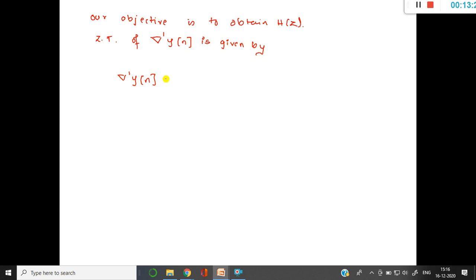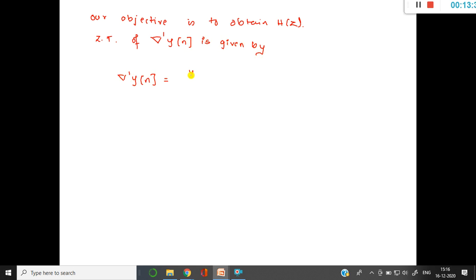So our main objective is to obtain h of z. From the above equation, note this, the z transform of the inverse delta of y of n is given by, so I need to write the y of n. So what is y of n here?